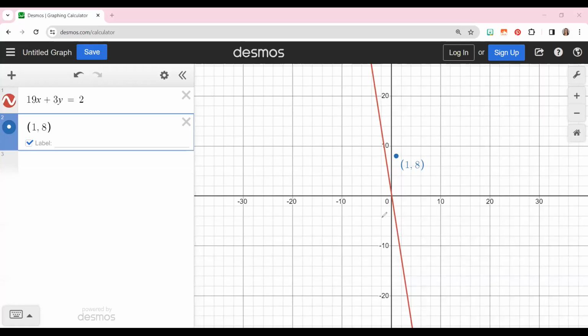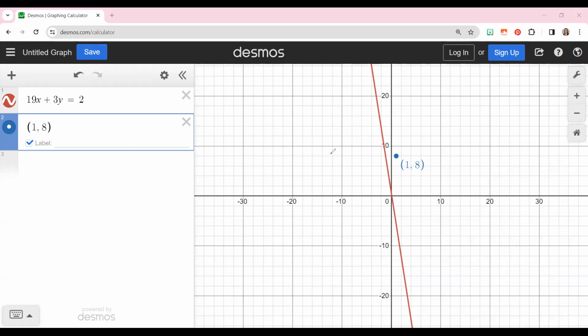All right, so here we are. I used Desmos's free graphing calculator to do this. I typed in the equation of that line and the point (1, 8), and we can see that that is not on the line. It is clearly not falling on that line, and that is why we got a false statement. We didn't get the answer of 2.